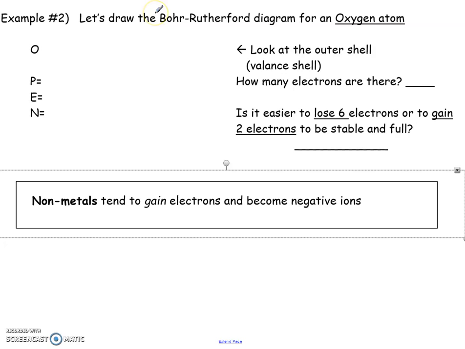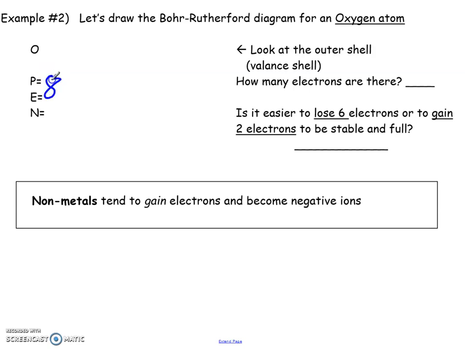Next we have the oxygen atom. Let's draw the Bohr-Rutherford for oxygen. Protons are 8, electrons are 8, and neutrons is also 8. Please do me a favor and let's do this nice and big. Our proton number is 8, and our neutron number is 8. Please make sure you're filling that in.